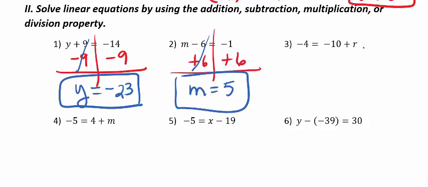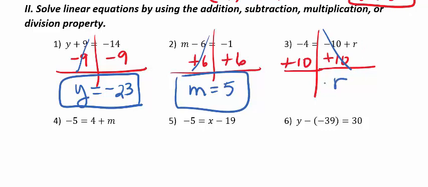In number 3, we're trying to get r alone, and we have a -10 plus r. So we're going to have to add 10 to both sides to get r by itself. Now these go away, and we get r equal to -4 plus 10, which is 6. So r is going to equal 6. Go ahead and do numbers 4, 5, and 6 on your own. Pause the video and come back and check your answers.